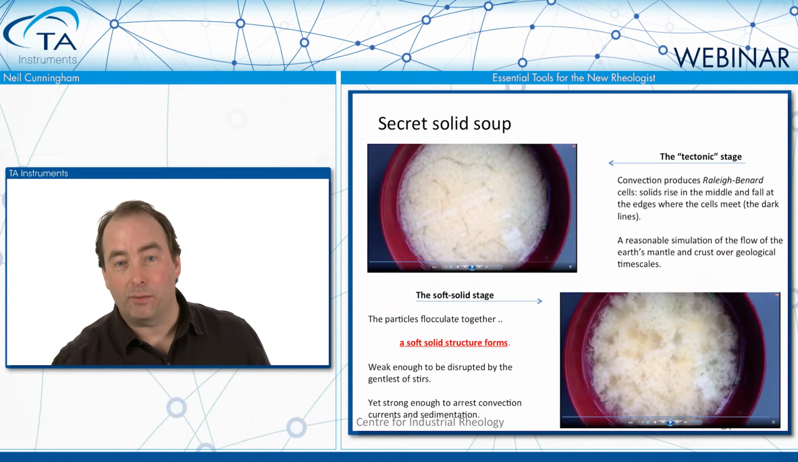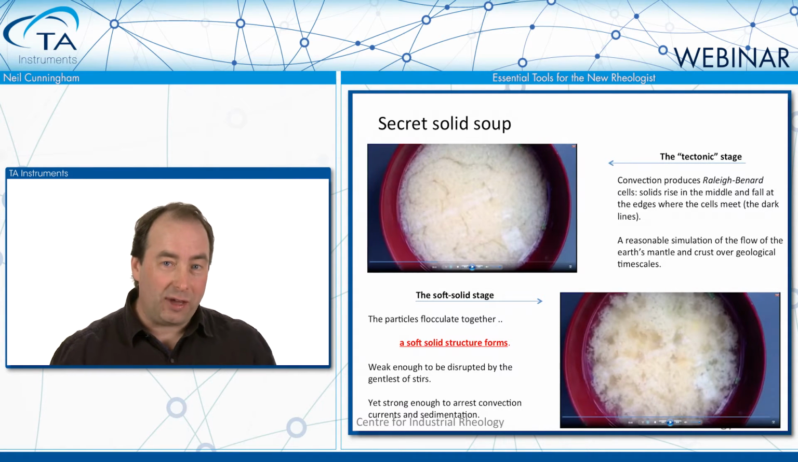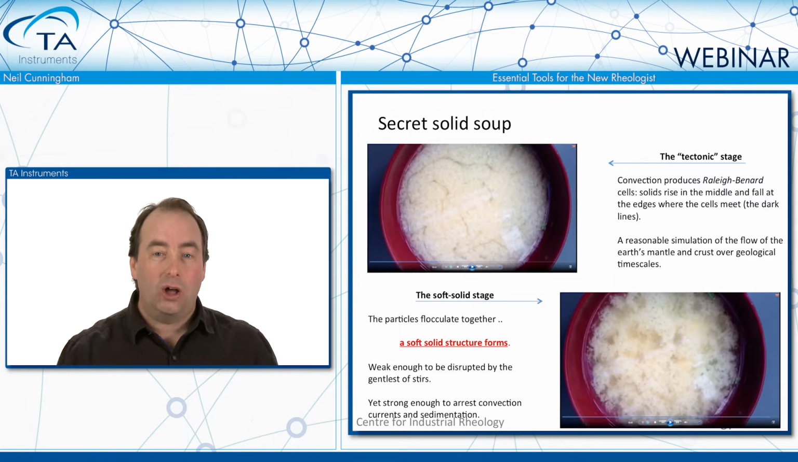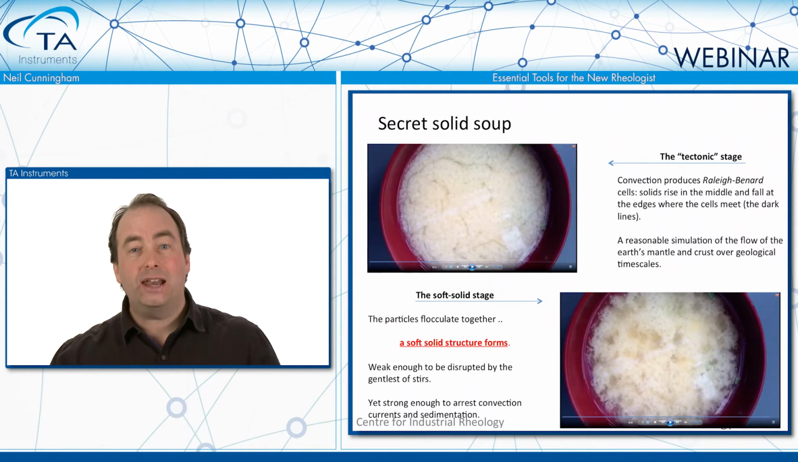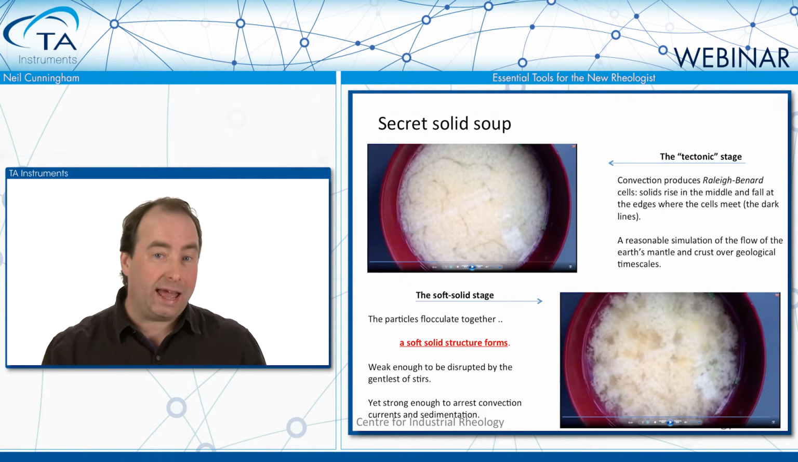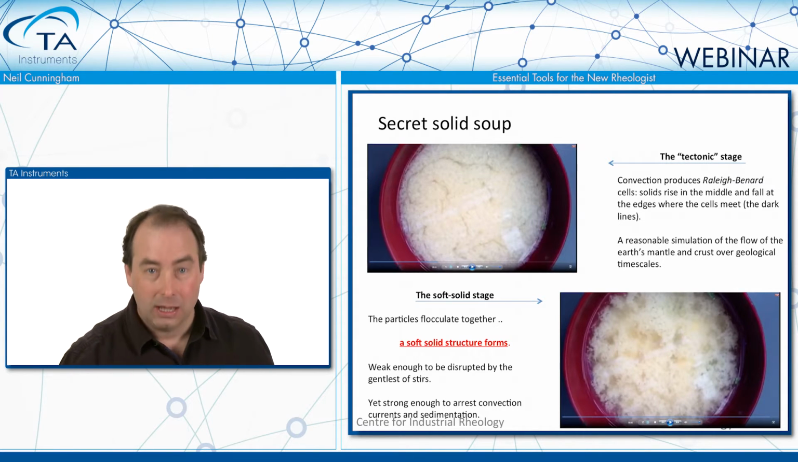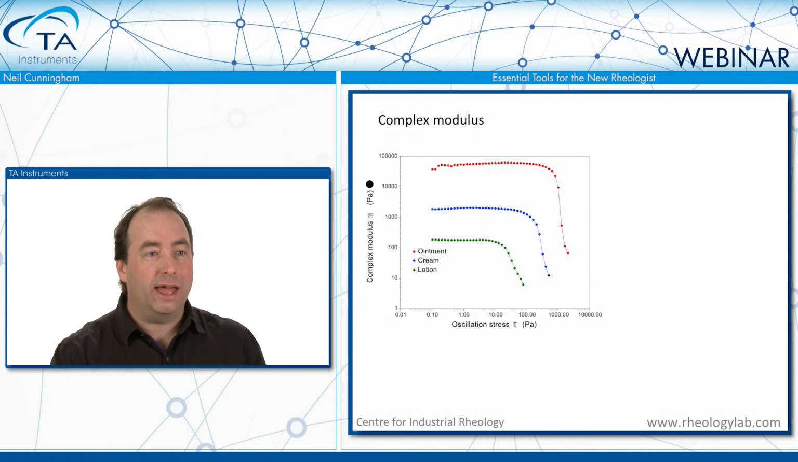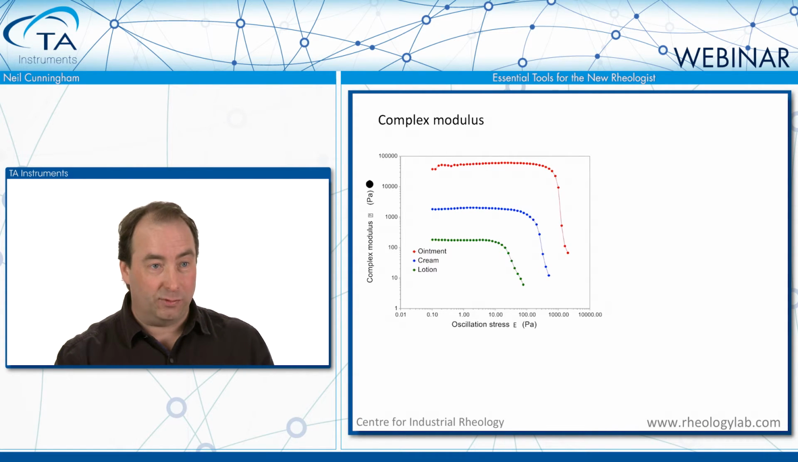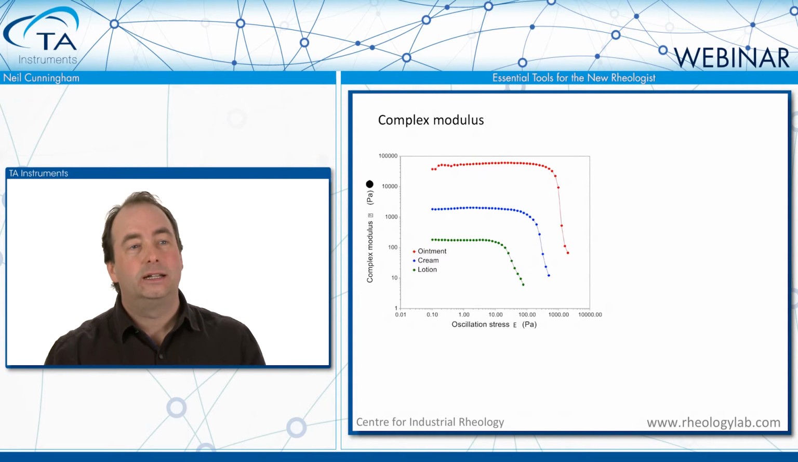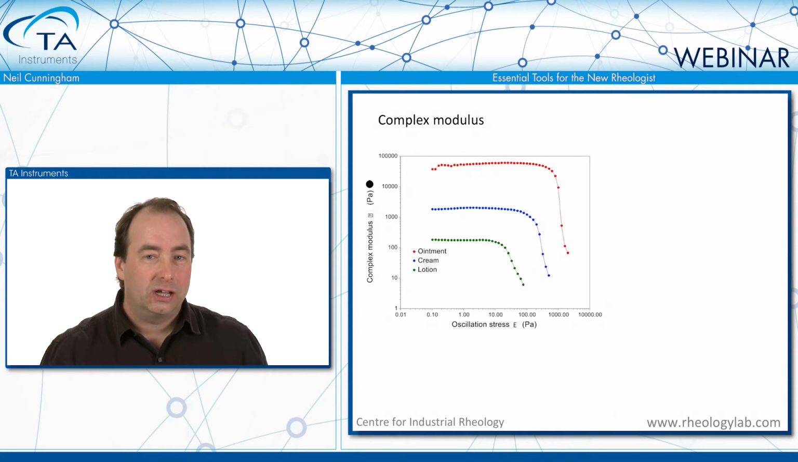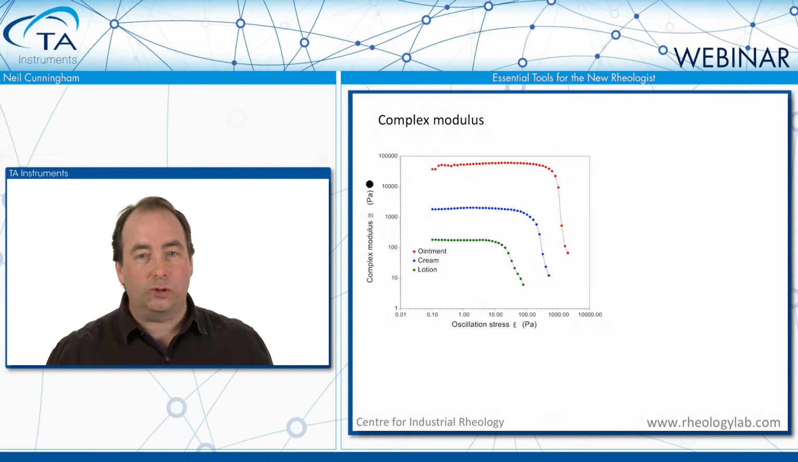Okay, so what else can we get from oscillation? In addition to the phase angle, which gives us a measure of the relative dominance of elastic or viscous behaviour, and from that we can get yield behaviour, one of the other bits of information we can get from these tests is the complex modulus. The complex modulus is a really useful parameter.